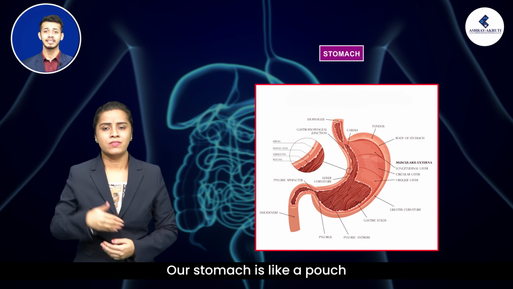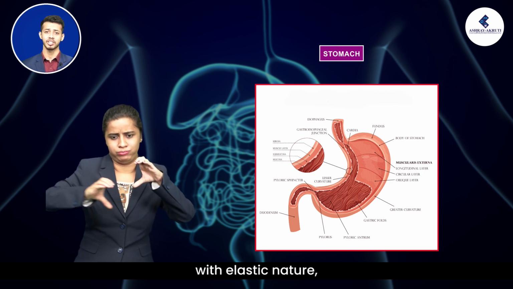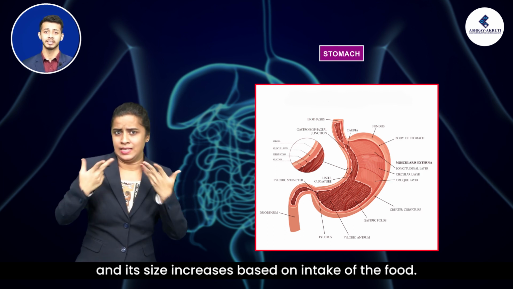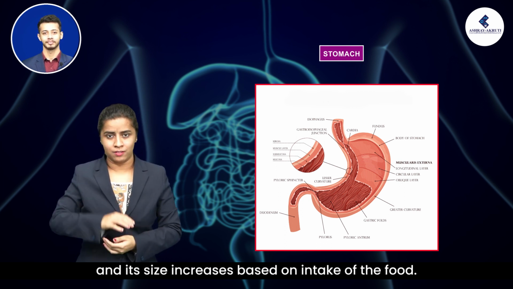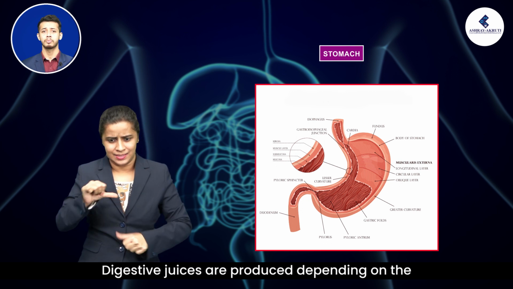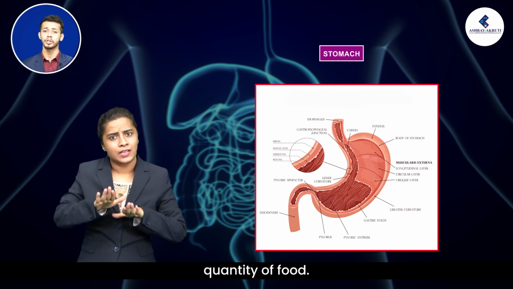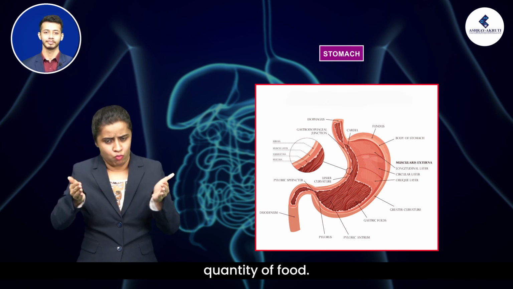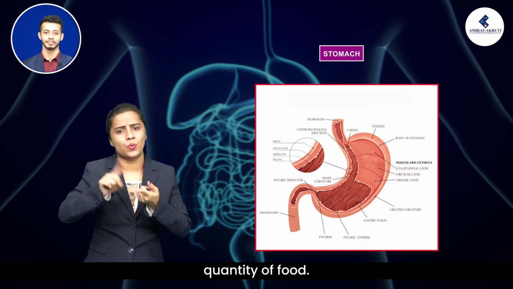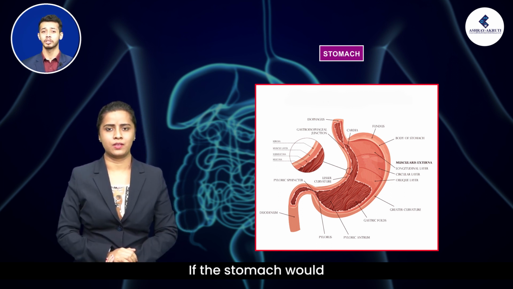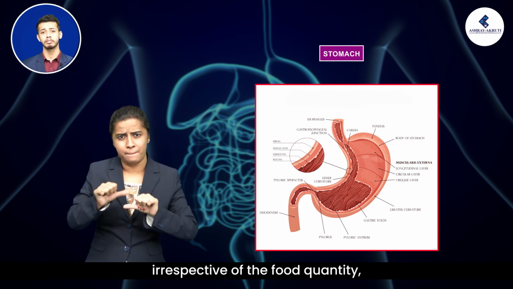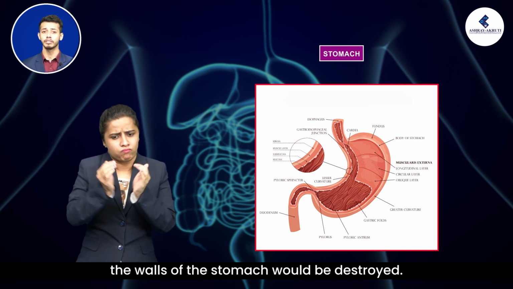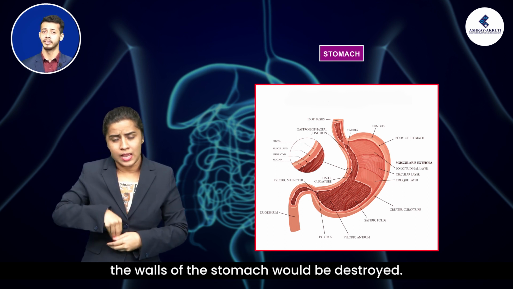Our stomach is like a pouch with elastic nature, and its size increases based on intake of the food. Digestive juices are produced depending on the quantity of food. If the stomach would produce the same amount of digestive juices irrespective of the food quantity, the walls of the stomach would be destroyed.